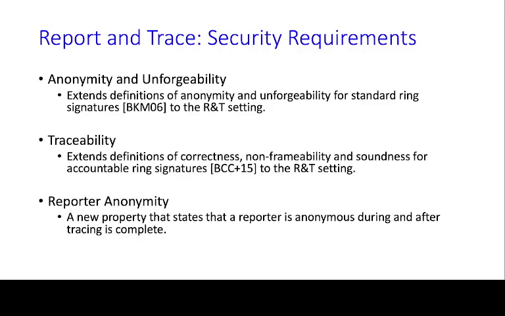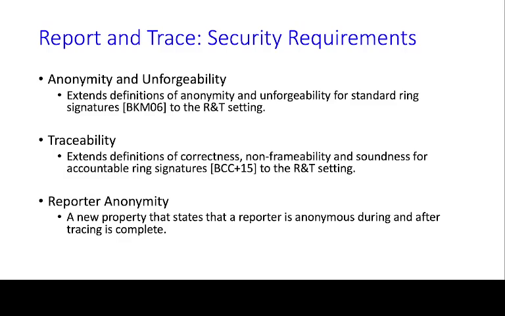So I'll now outline the security properties for a report and trace ring signature. We begin by extending standard notions of anonymity and unforgeability for standard ring signatures to the report and trace setting. We then introduce traceability, a requirement that comprises several security notions that are adapted from the accountable ring signature literature. We complete our security model with the new notion of reporter anonymity, which states that a reporter is anonymous throughout tracing and after tracing is complete.